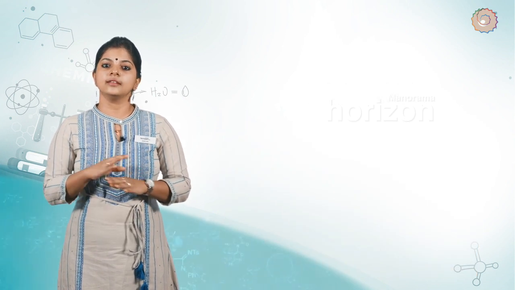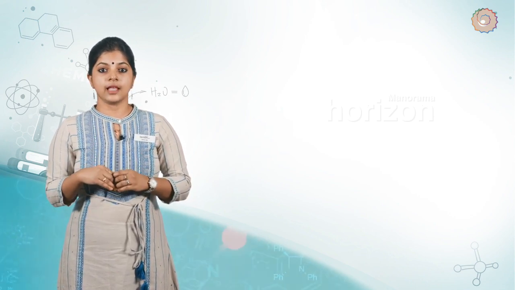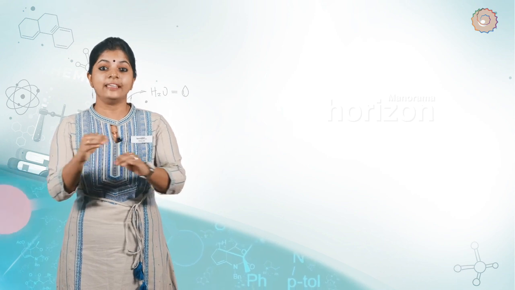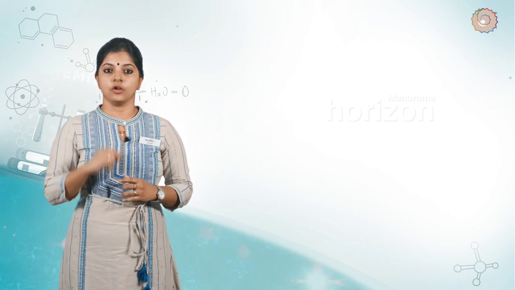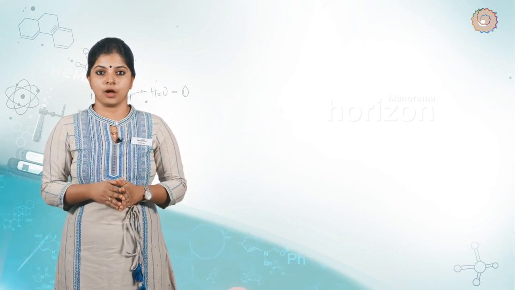In a solution, there is homogeneity at the particle level. For example, lemonade tastes the same throughout. This shows that the particles of sugar or salt are evenly distributed in the solution. Now, a solution has a solvent and a solute as its components. The component of the solution that dissolves the other component in it, usually the component present in larger amount, is called the solvent, and the component of the solution that is dissolved in the solvent, which is usually present in lesser amount, is called the solute.